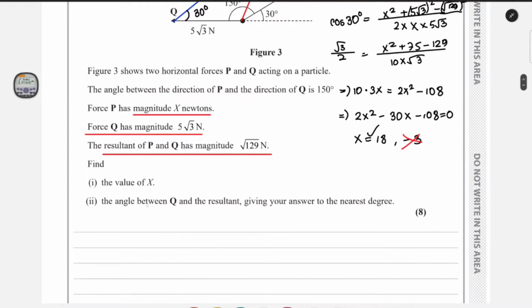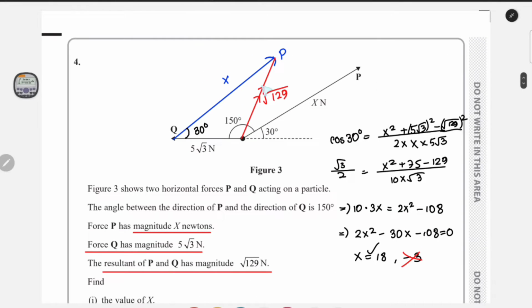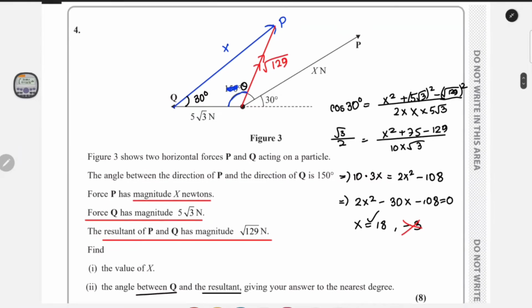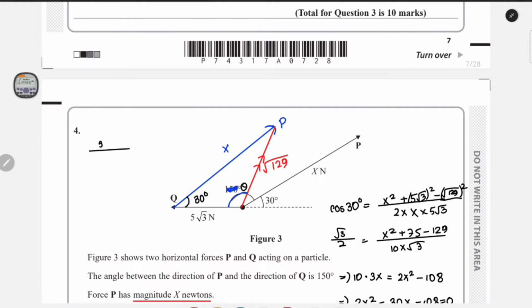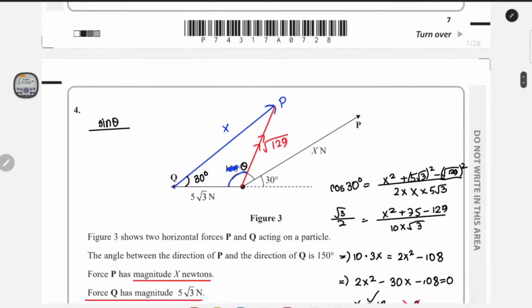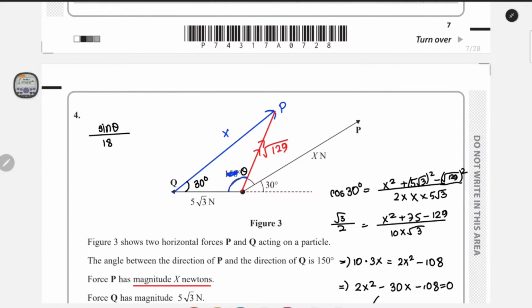Now we have to find the angle between Q and the resultant. The resultant is this red vector over here, and Q is this vector. So the angle they are wanting from us is this angle over here. It's not 150. So we can use the sine rule over here. If we consider this theta, sine theta by its opposite side, which is x, we found out that it's 18, equals sine 30 by, we know this angle, sine 30, and its opposite side is root 129, so sine 30 by root 129.